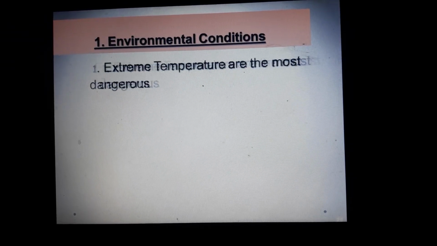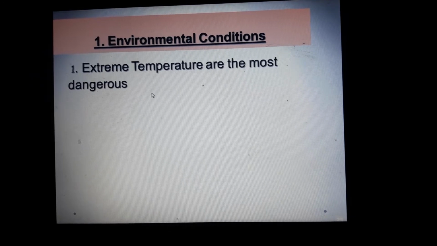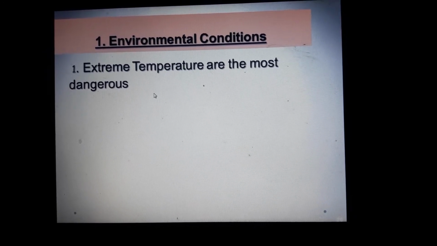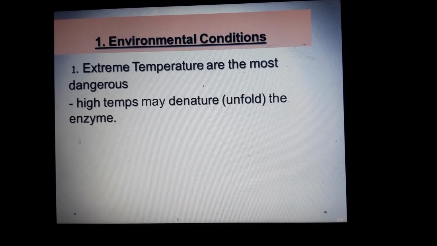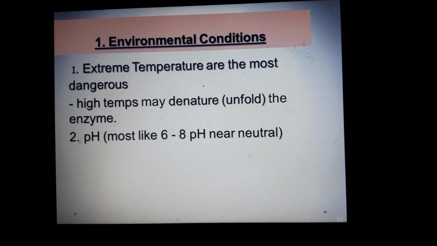Environmental conditions: extreme temperature is the most dangerous because enzymes are proteins, and they are heat labile. Usually the maximum temperature an enzyme can attain is almost 40 up to 60 degrees, or 70 depending. After that, enzymes will denature. High temperature will denature or unfold the enzymes because all enzymes are proteins, and proteins are very sensitive to higher temperature. pH 6 to 8, nearly neutral. If it goes beyond 8, your enzymes are denatured.